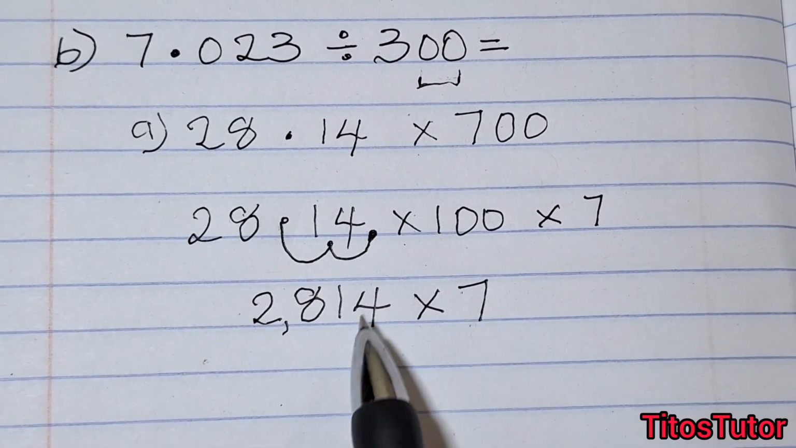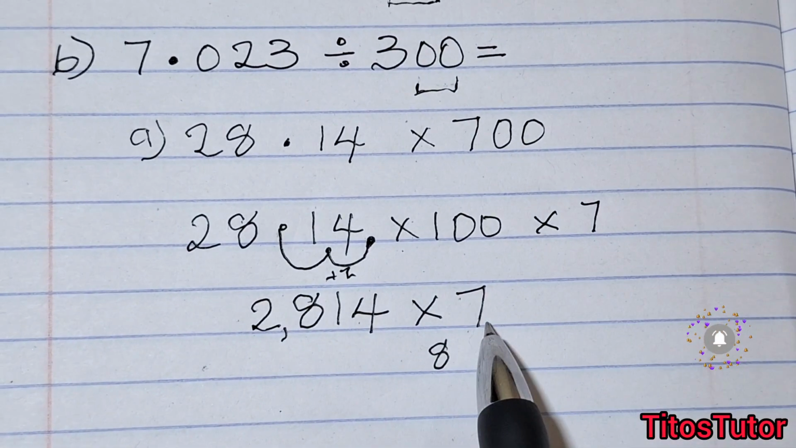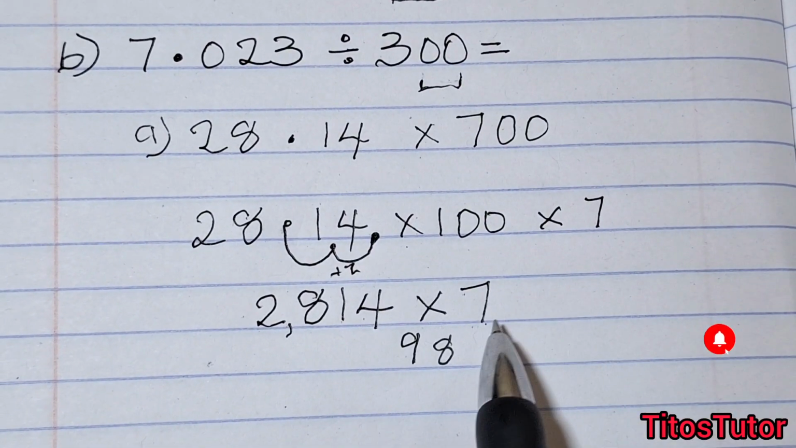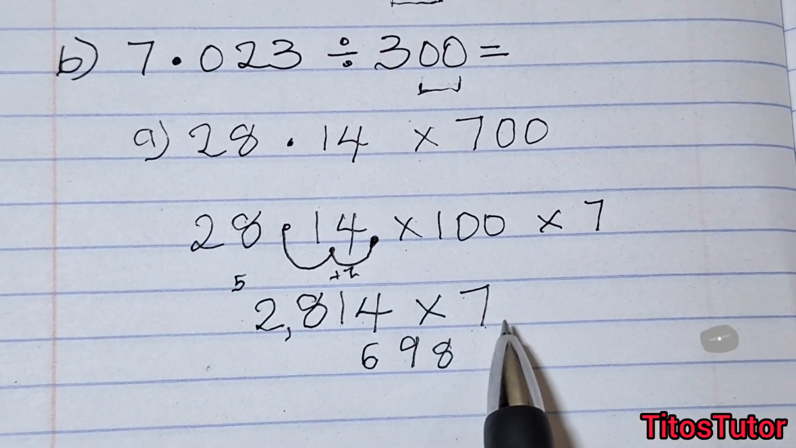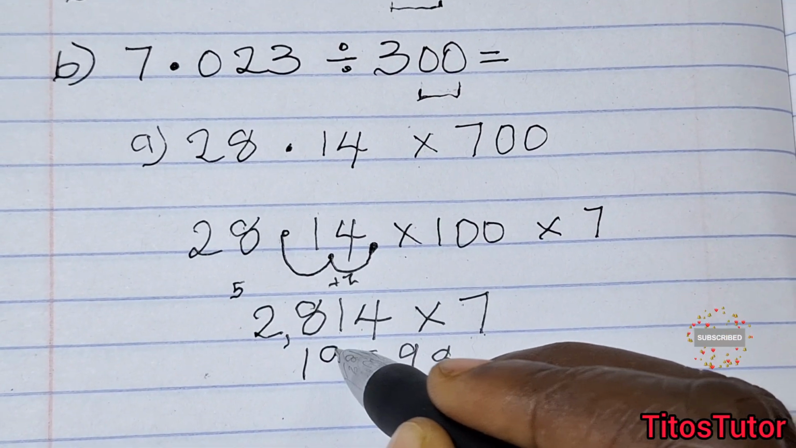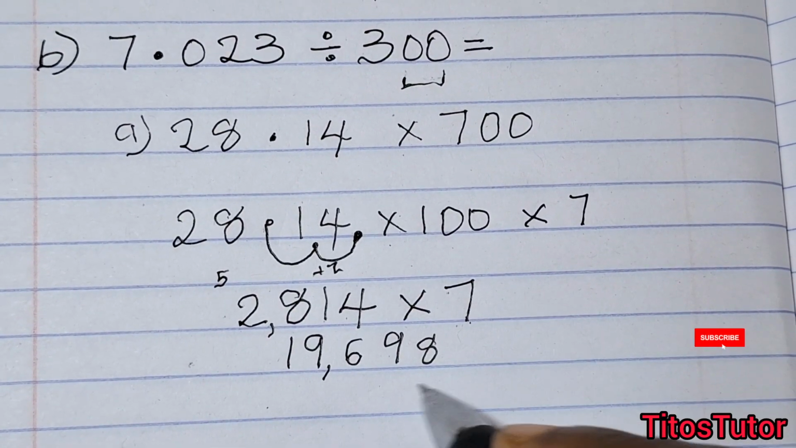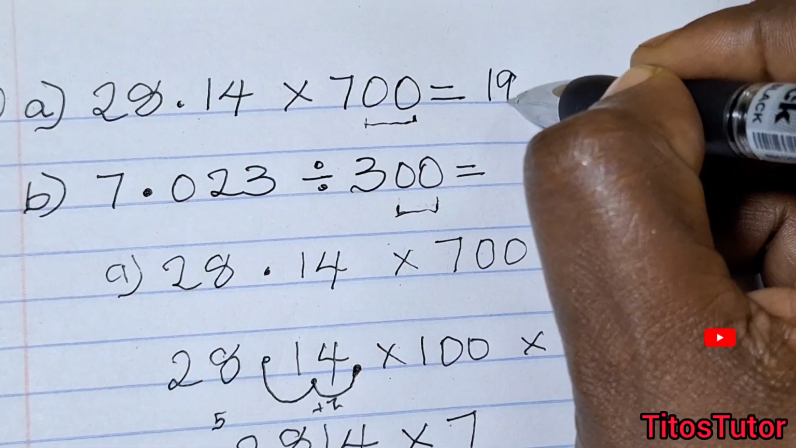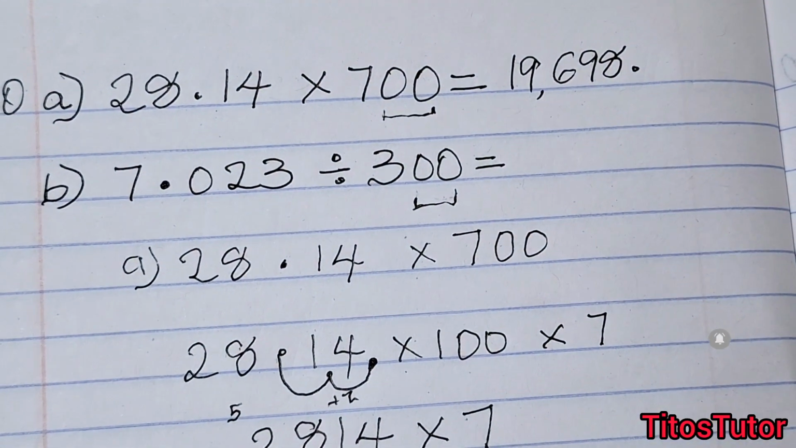2814 times 7. So let's quickly do a short multiplication. 7 times 4 is 28 plus 2. 7 times 1 is 7 plus 2 is 9. 7 times 8 is 56. I write 6 and put a 5. 7 times 2 is 14. 14 plus 5 is 19. So this is 19,698, and I'm done. So I come here, I write 19,698. Okay, we're done with the first one.